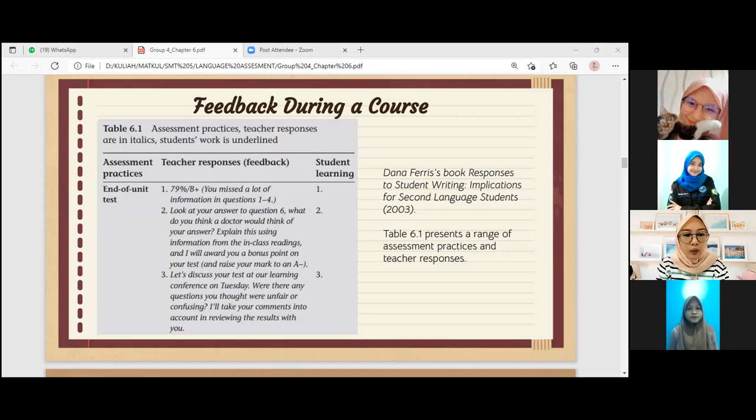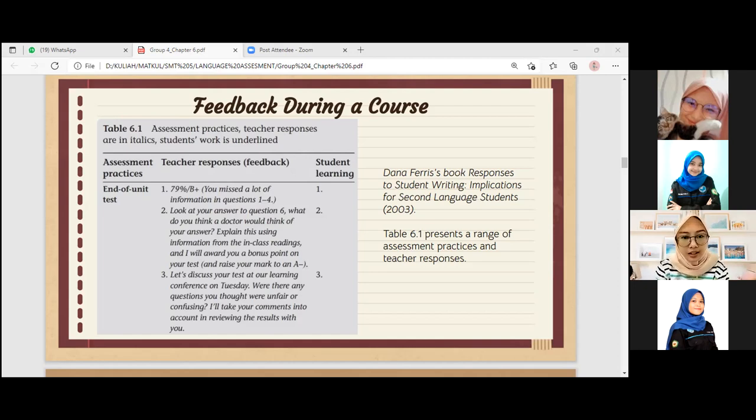And now I will use this table to help me to explain about feedback during a course. This example is from Dana Ferris's book, Responses to Students' Writing: Implications for Second Language Students, in 2003. Table 6.1 presents a range of assessment practices and teacher responses. This table consists of assessment practices, teacher responses in italics, and students' work underlined.